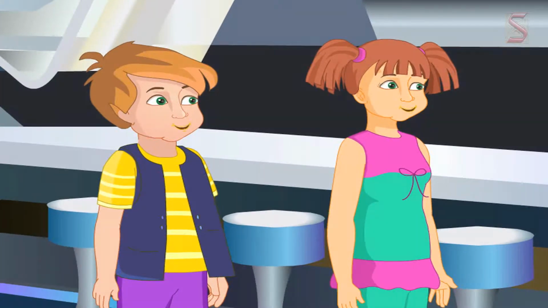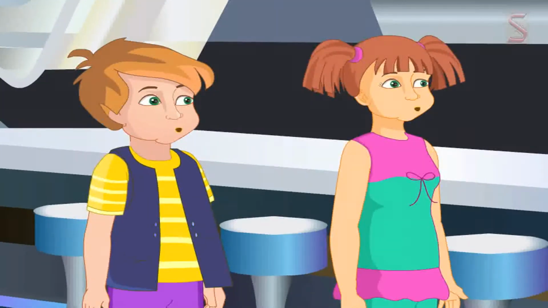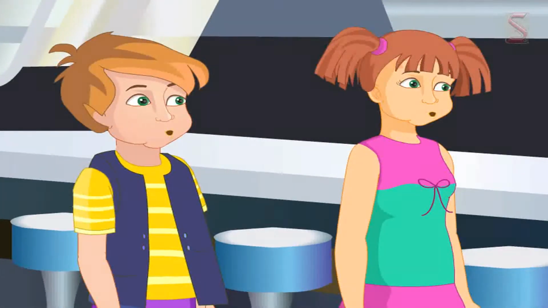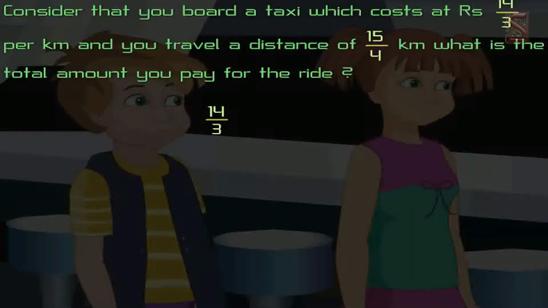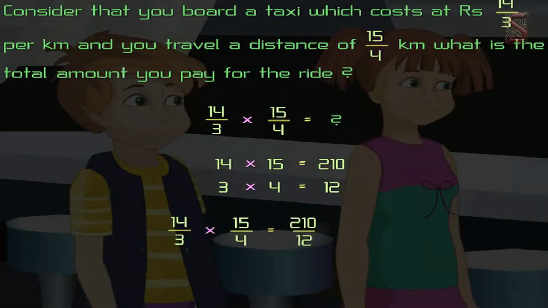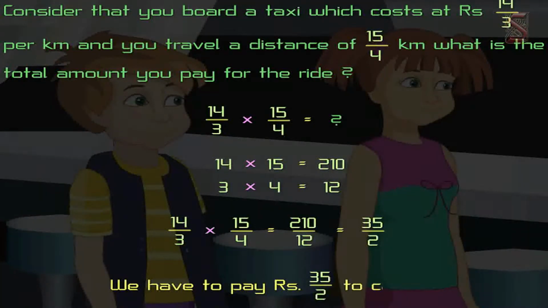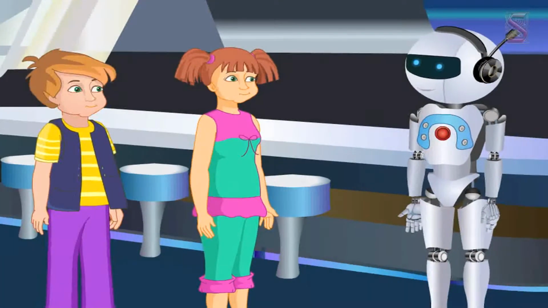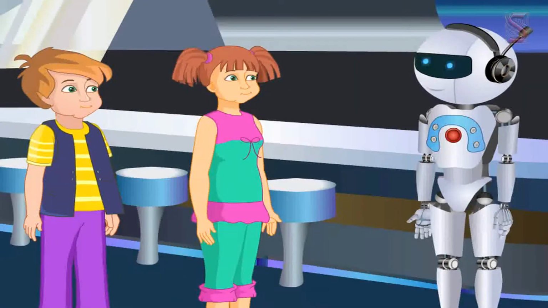Yes, we have understood that when we multiply two fractions, we have to multiply the numerator and denominator separately. So while multiplying 14 by 3 and 15 by 4, we have to multiply the numerators 14 and 15 and the denominators 3 and 4 separately. Hence we get the solution as 35 by 2. We have to pay rupees 35 by 2 to the cab driver. Good job! Now, how do we multiply when a mixed fraction is involved?